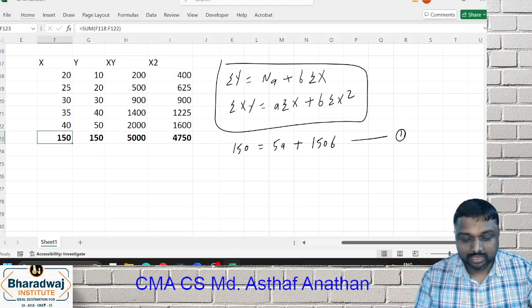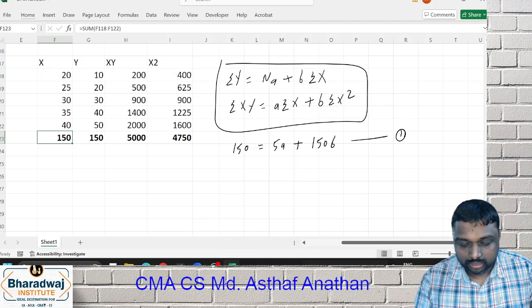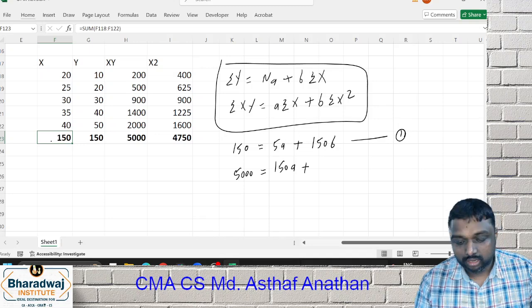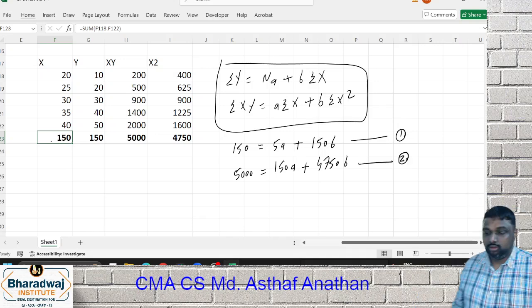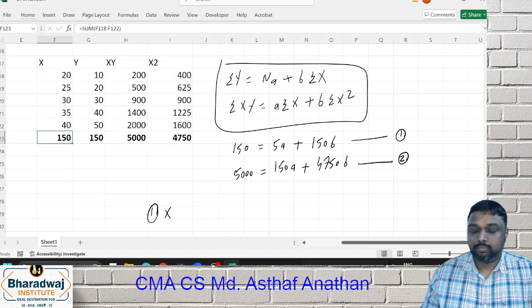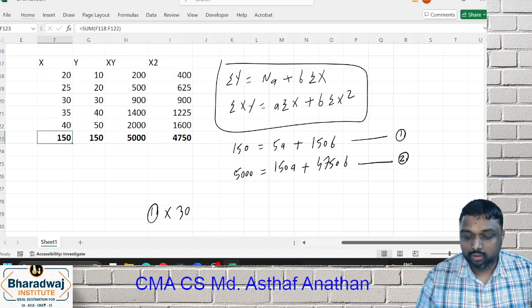Coming to the next, sigma xy. Sigma xy is 5000. Equals a sigma x. So sigma x is 150a plus b sigma x square. So what is x square? 4750b. This is equation 2. See, you can't go with common, so what you have to do? You can take a parallel number. Equation 1 you can multiply with, if I am not wrong, 30. Correct? We can go with 30. That is fine.